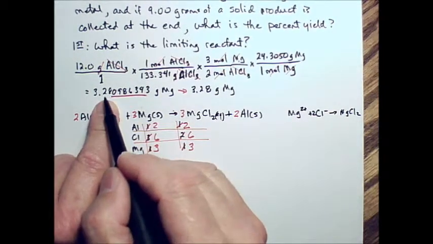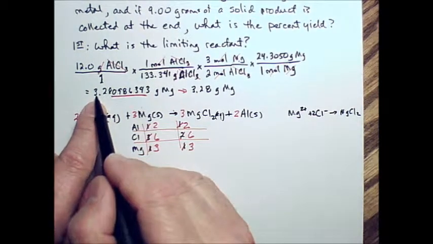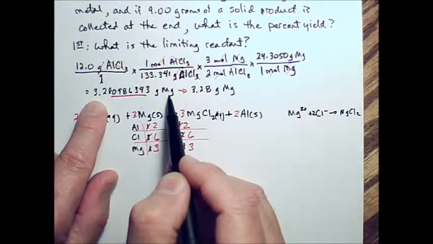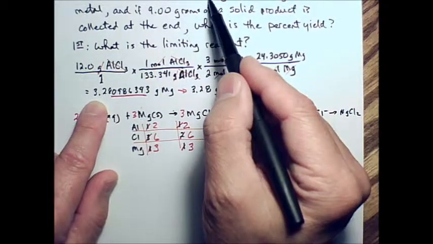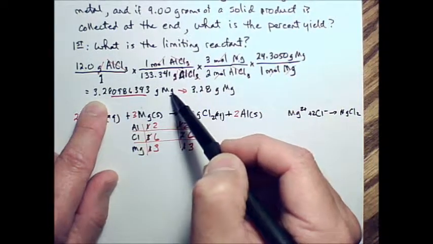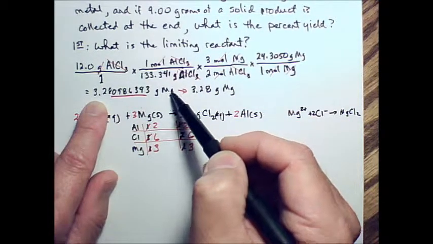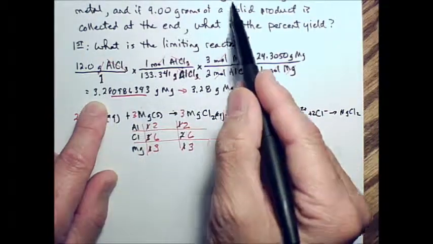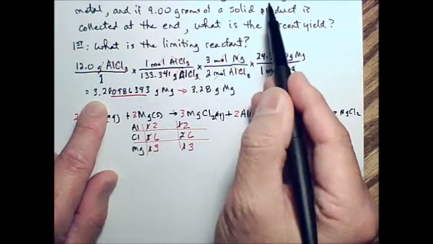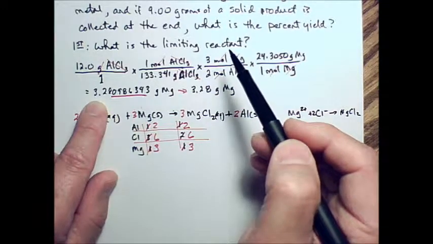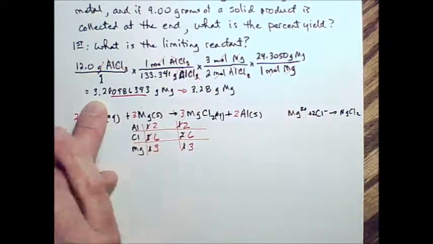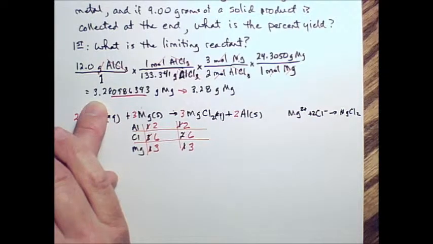Now, in reality, since this test doesn't require you to show all your work, all you really needed was this number. If this number, the amount you calculate of this reactant, is greater than the amount you're given in the problem, you're given 12 grams, this is the limiting reactant. But if this amount is less than the amount you're given, then magnesium is the excess reactant. Okay? That makes aluminum chloride the limiting reactant. That makes sense?